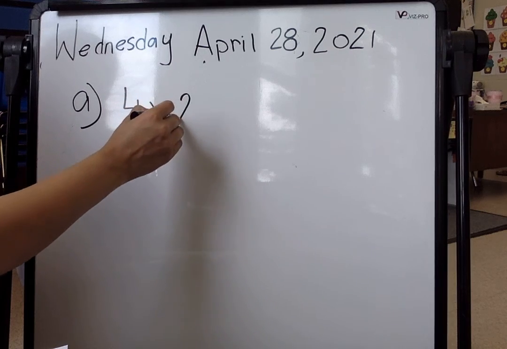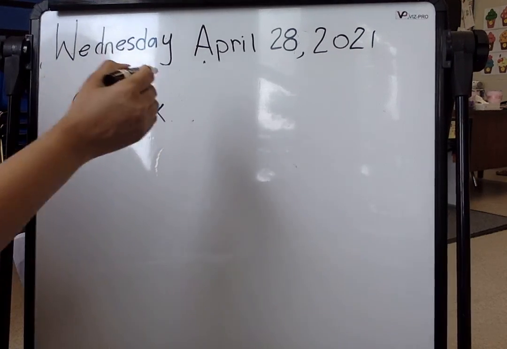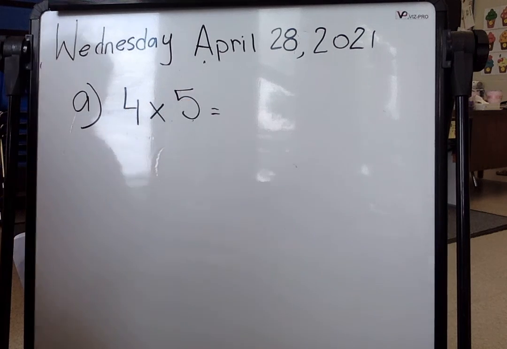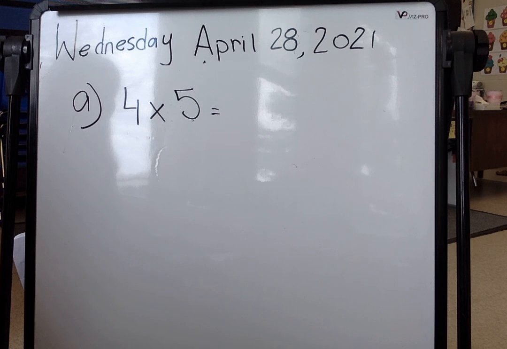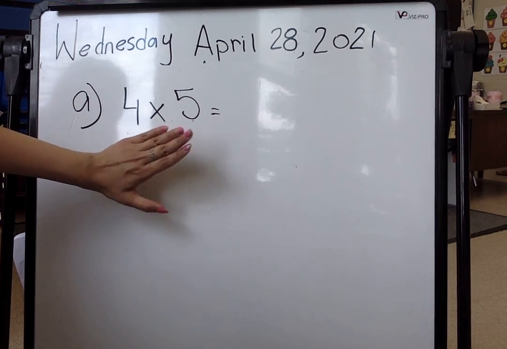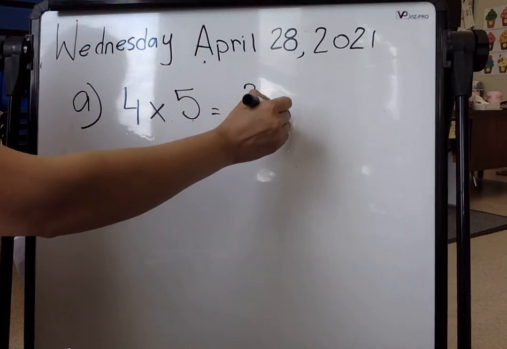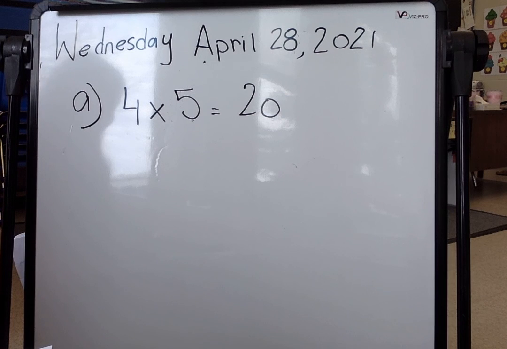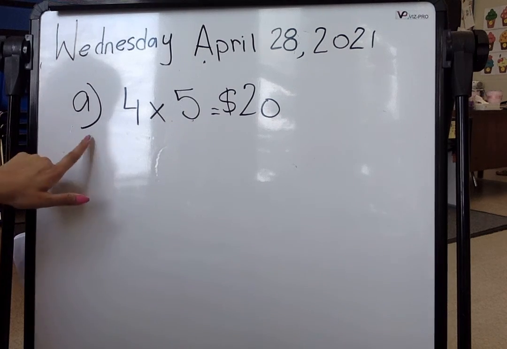4 times 5. I was about to write the answer. 4 times 5. Please go ahead and check what 4 times 5 gives us, or write down what you think 4 times 5 gives us, or what do 4 5s give us? They give us 20, right? So that means how much did 4 rolls of ribbon cost? $20. That was part A.